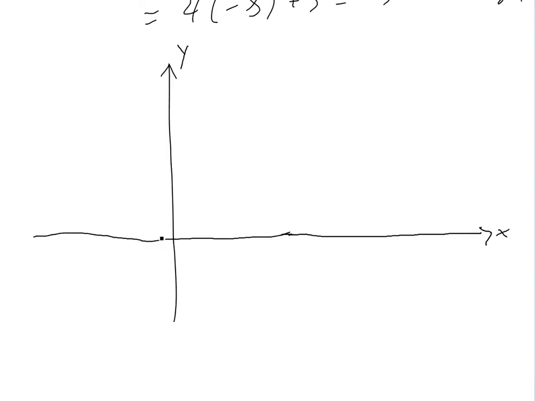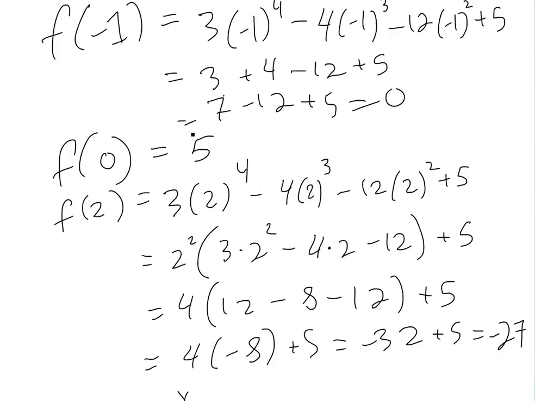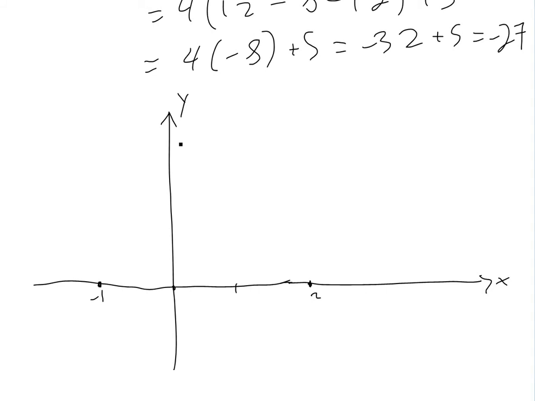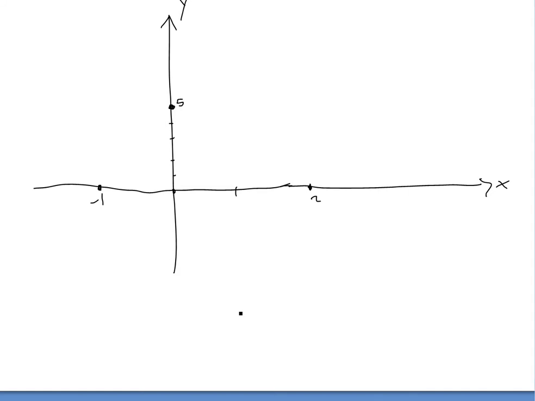Okay, so I drew the axes here, and now we know that our critical points are at -1 here, at 0, and this is at, let's go 1, 2 right here. These are our critical points, and we know that at this one, f of -1 is 0, so that's right there, and then f of 0 is 5, so 1, 2, 3, 4, 5. Let's draw it here. So this is 5 here. And now at 2, this is -27.